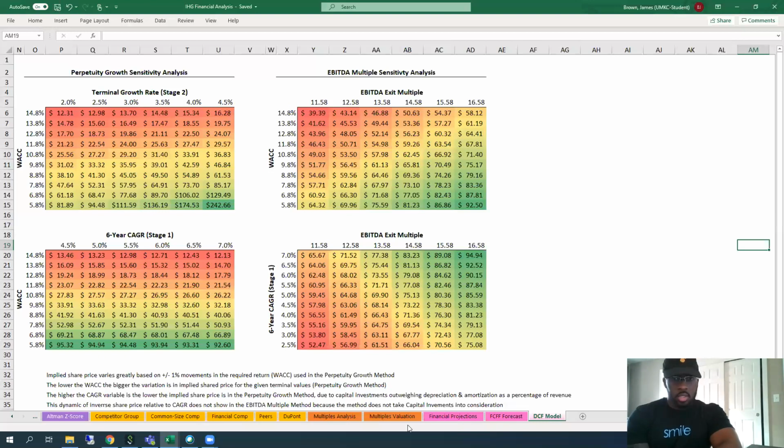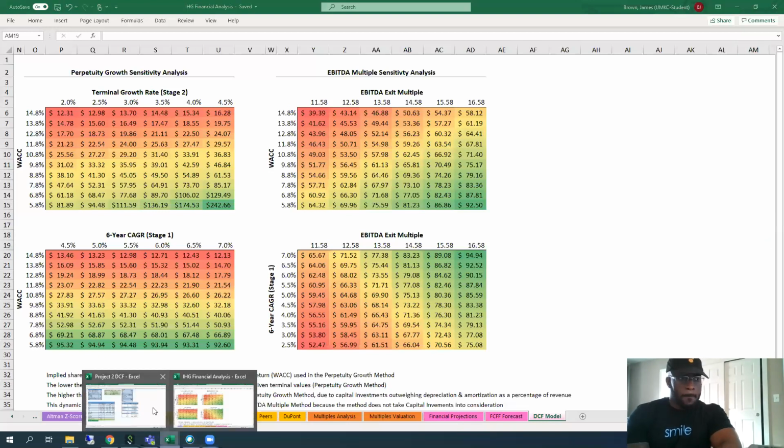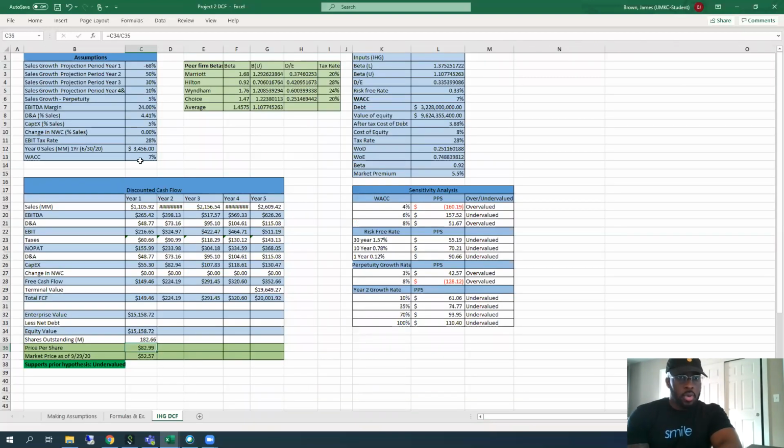In comparison to a peer, I am showing that I have a lower price per share than my peer does. We are both looking at an undervalued company, but his shows that it's a lot more undervalued than what mine is. That is going to, in my opinion, be mainly due to his compounded annual growth rate and his terminal growth rate in comparison to mine.